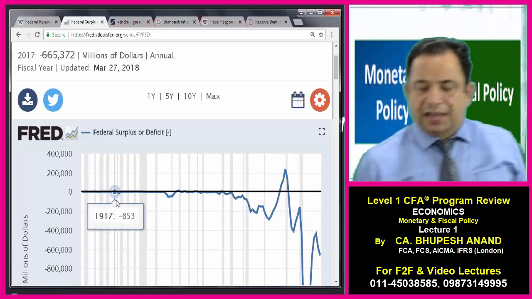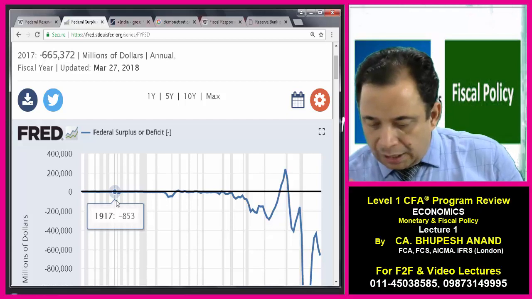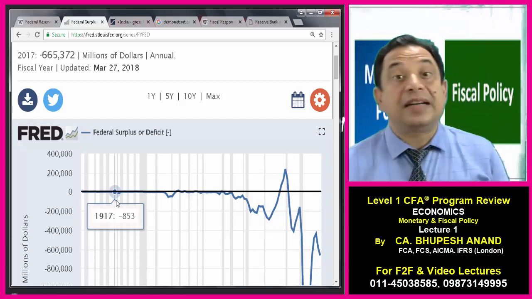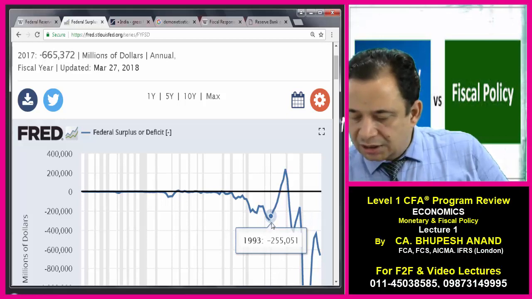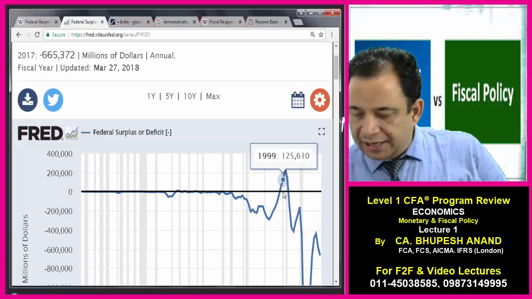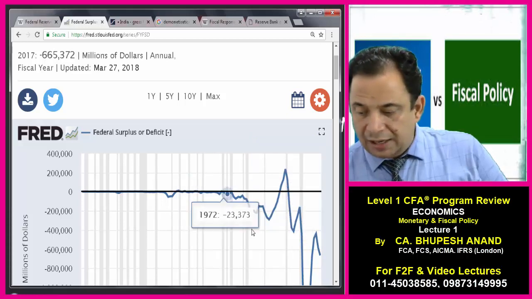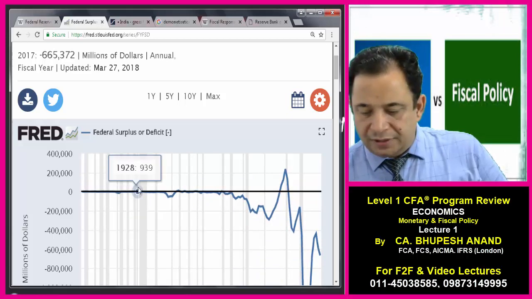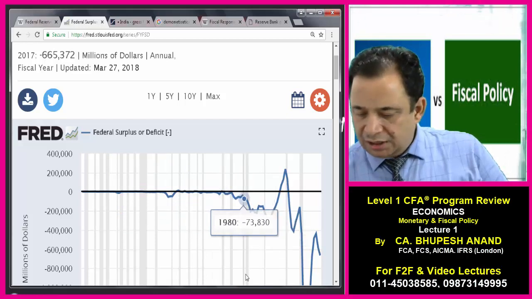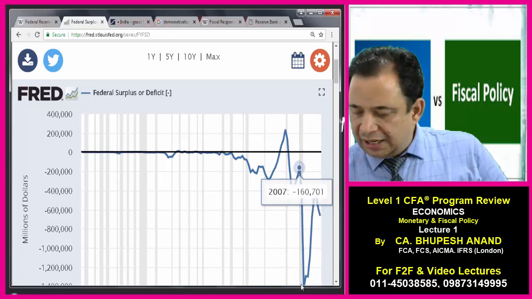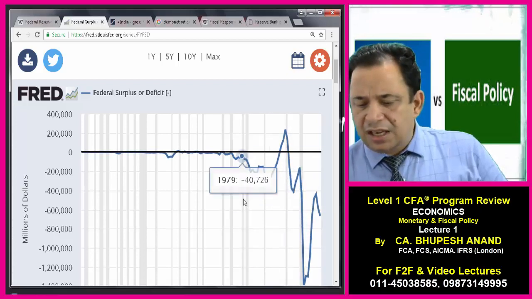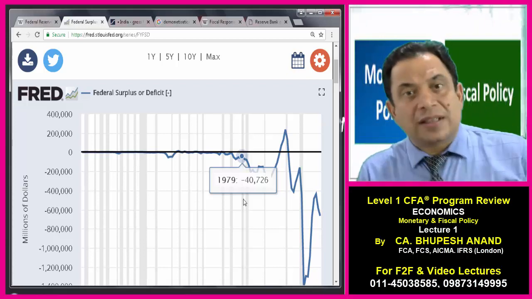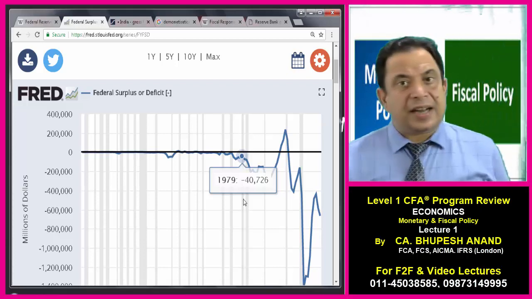Just see here, from 1917, if I start, the blue line is Fed surplus and black is deficit. Just see blue, always we have maximum cases in which we have surplus. Just see 1993, this is a surplus. 1999, surplus. And this is deficit because this is below that. If the blue line is below this, I will be having a deficit. Just see here, 2013, and in 2015 again negative, 2016, 2017. It means we can see whether the government spending is more or whether the government revenue is more, it can be calculated with the help of a Fed deficit or Fed surplus.